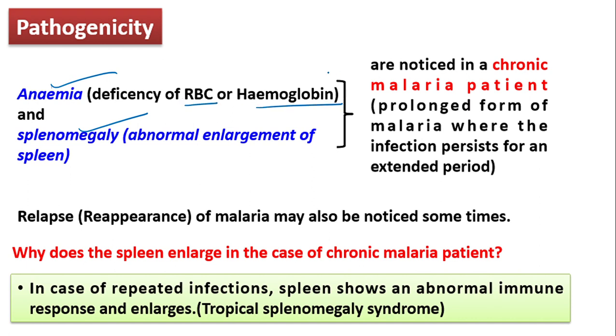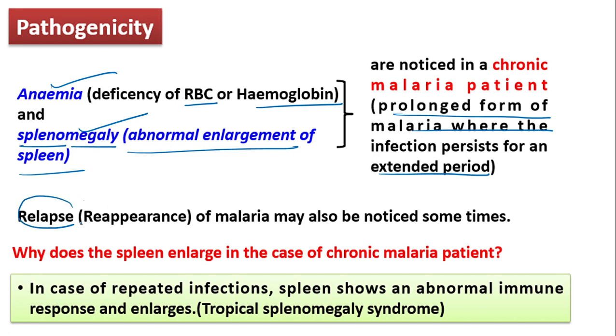Anemia is nothing but deficiency of RBC or hemoglobin. And splenomegaly, spleno means spleen की बात करें, megaly means abnormal enlargement of the organ. Okay, abnormal increase in the size को हम megaly बोलते हैं. So there will be abnormal enlargement of the spleen, we call it as splenomegaly. Now chronic malaria में आप देखेंगे prolonged form of the malaria where infection persists for the extended period, बहुत ज़्यादा period के लिए malaria रहता है. Now relapse, that means वापस से reappearance of the malaria may be can be seen in some of the patient.